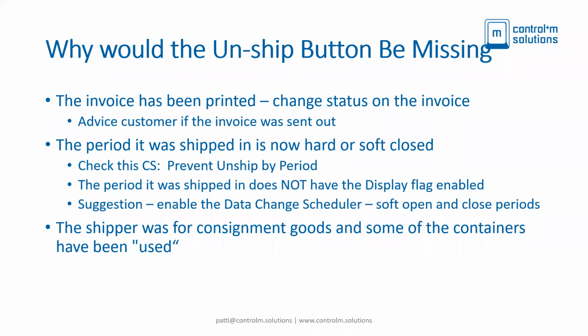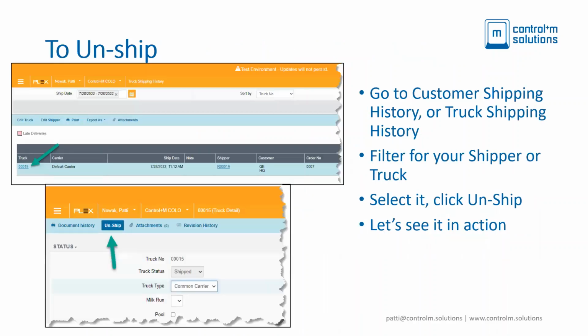That means a shipper has to be unshipped in a period that has the display flag on. And by the way, you might want to enable the data change scheduler to soft open and soft close periods automatically. That'll make your accountant's life a lot easier. If you want to know more about that, hit me up. And if you're trying to unship consignment inventory that's been used, you have to first unuse those containers, which we'll cover in a few slides. So to unship, it's pretty simple. Here are the unship buttons in truck shipping at the top and in customer shipping in the bottom. So let's go see it in action.